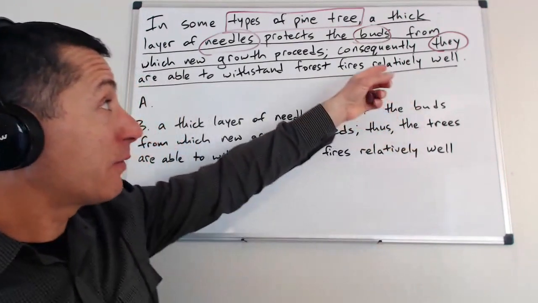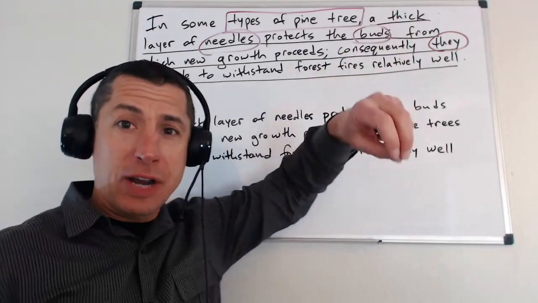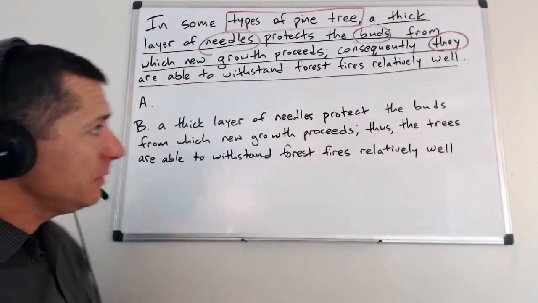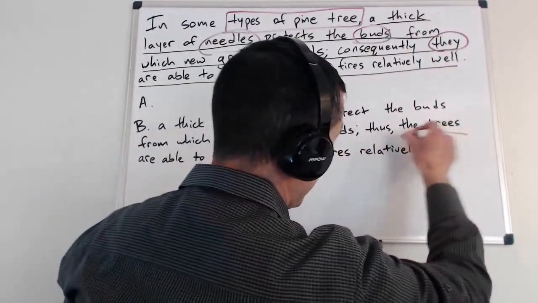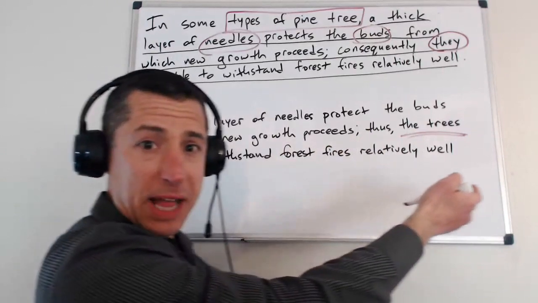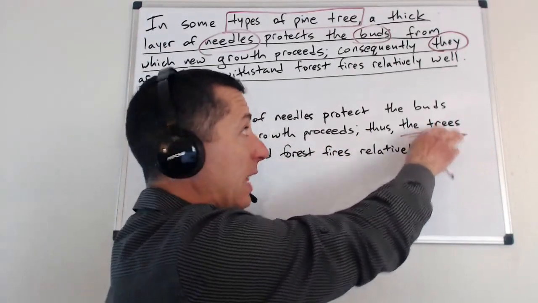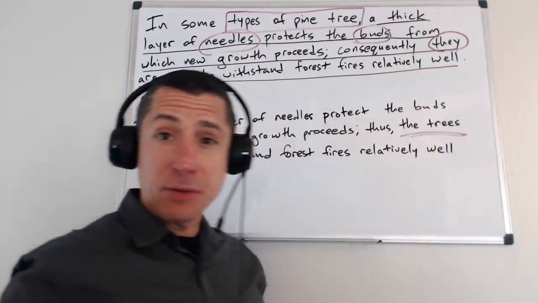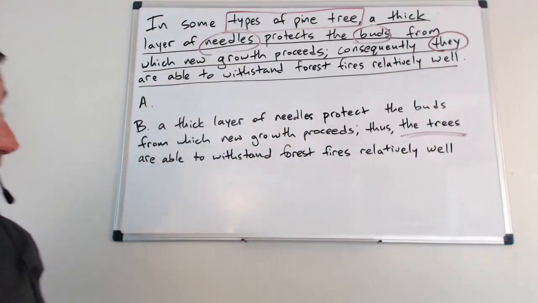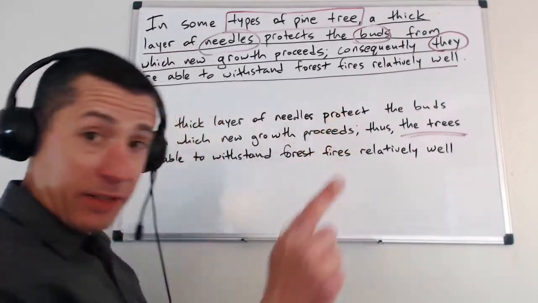Do I know exactly what it refers to? Seems like it's the buds. That's the most recent one. But you could overreact and go, that's a problem. Now, notice that answer choice B takes care of that. There is no pronoun. So the trees are able to withstand forest fires relatively well. Absolutely no ambiguity. We know that it's the trees that withstand the forest fires well. Here, not clear. Now, how much of a problem is that? Well, you could say that that's the tiebreaker, except that it's not. There's one other huge difference here.